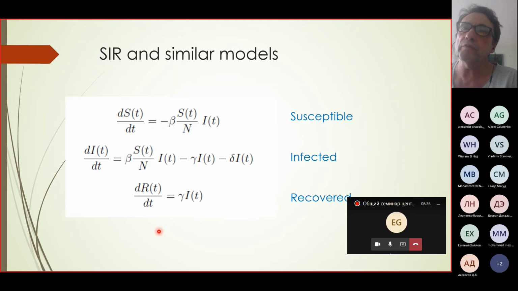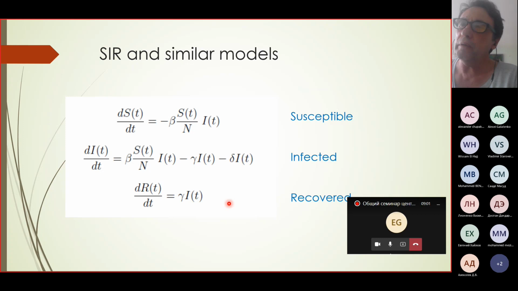One more equation, for dead, is not written here. And the assumption is in fact that the number of newly recovered is proportional to the total number of infected. So this is why there is minus gamma I here and plus gamma I here. This is an important assumption, and I will return to it later.